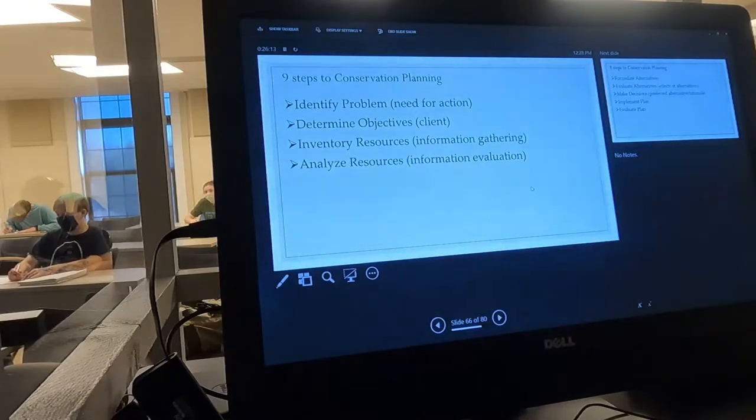We're going to analyze some of those resources and find out which ones are best suited for our situation. So information gathering and then information evaluation. These meetings take a while, I would assume, because everyone's trying to figure out which ones we actually need and which ones we don't.